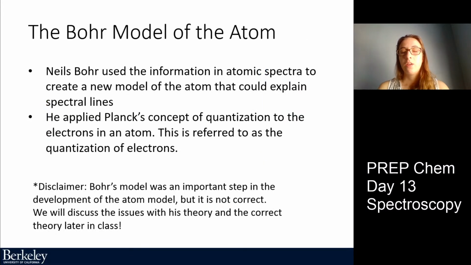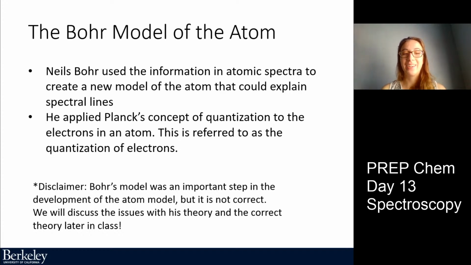Okay. So we're going to talk today quickly about the Bohr model of the atom. Niels Bohr was a really important physicist in the early 1900s, and he used the information in atomic spectra to create a new model of the atom that was able to explain spectral lines. Basically, he applied Planck's concept of quantization to the electrons in atoms. Sometimes this is referred to as the quantization of electrons. And this was so important that he won the Nobel Prize for it. So this model was really great back in 1930.